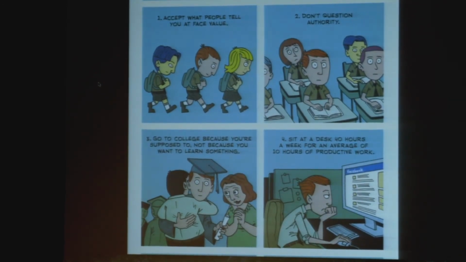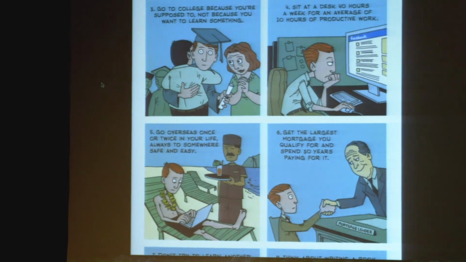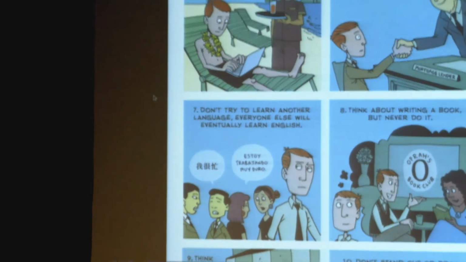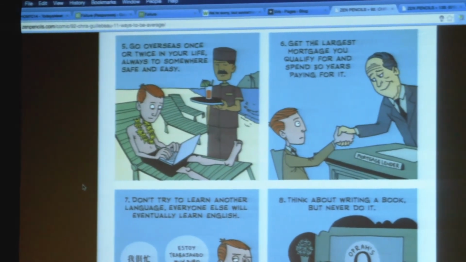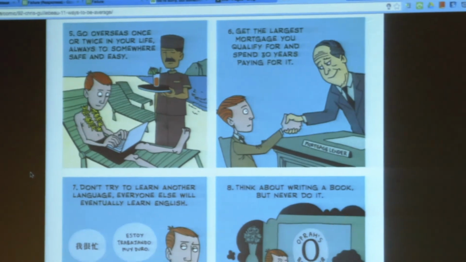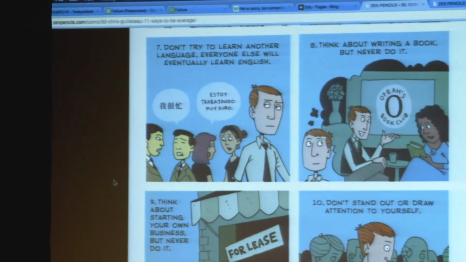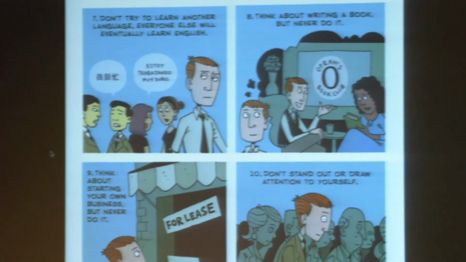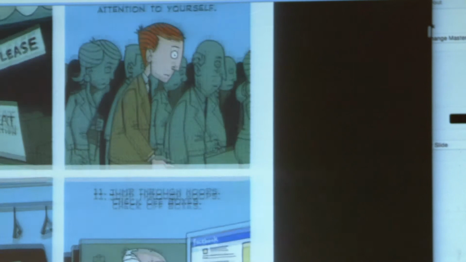Accepting what people tell you at face value. Not questioning authority. Go to college because you're supposed to, not because you want to learn something. Sit at a desk for 40 hours a week for an average of 10 hours of productive work. Go overseas once or twice in your life, always to somewhere safe and easy. Get the largest mortgage you qualify for and spend 30 years paying for it. Don't try to learn another language because everyone else will eventually learn English. Think about writing a book, but never do it. Think about starting your own business, but never do it. Don't stand out or draw attention to yourself, i.e., don't show your work.